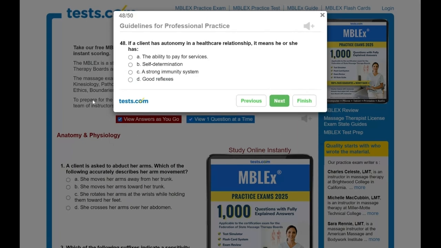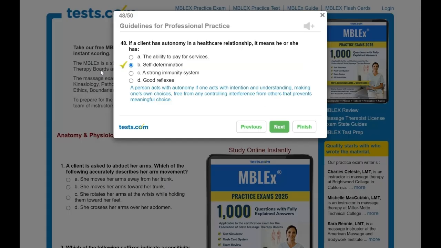Question 48. If a client has autonomy in a healthcare relationship, it means he or she has: A. The ability to pay for services. B. Self-determination. C. A strong immunity system. D. Good reflexes. B. Self-determination. A person acts with autonomy if one acts with intention and understanding, making one's own choices free from any controlling interference from others that prevents meaningful choice.